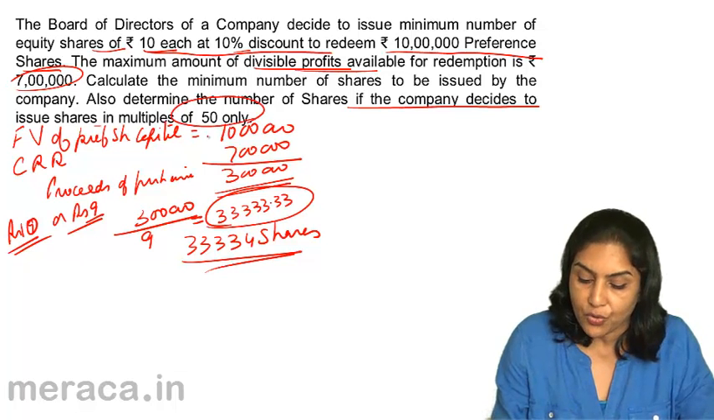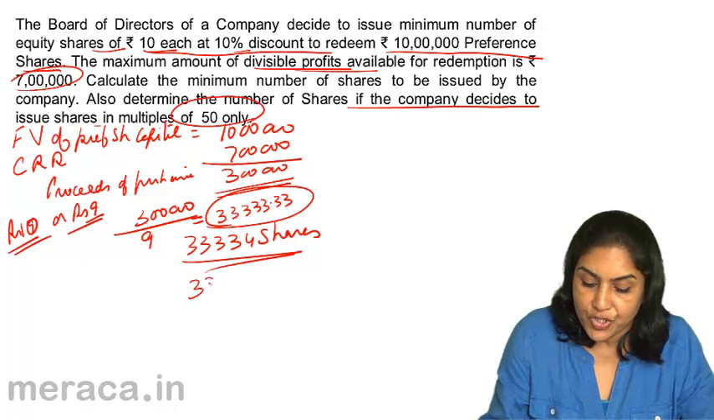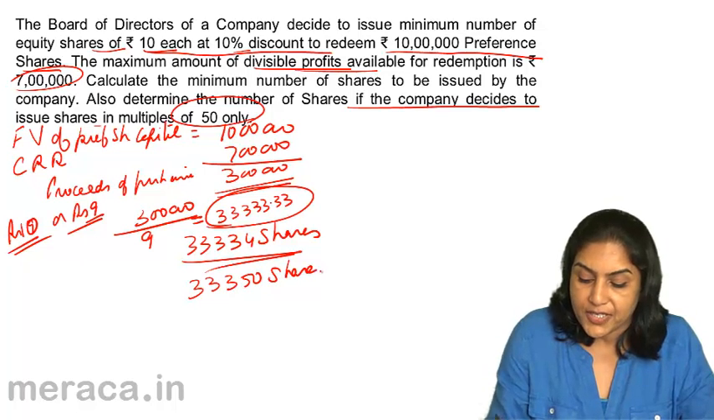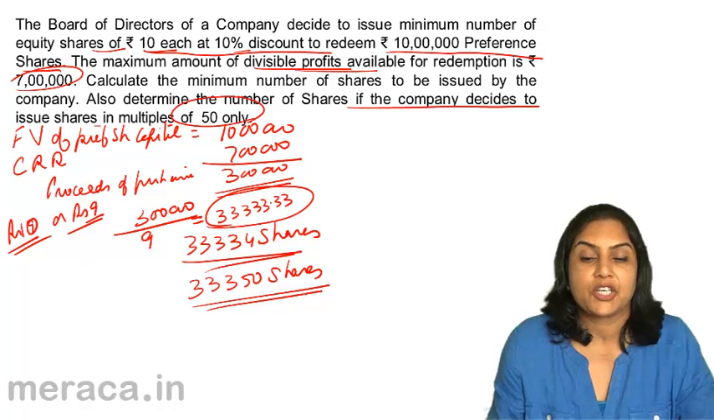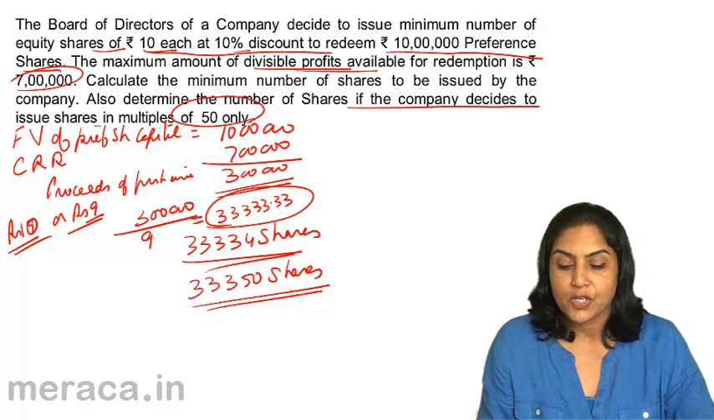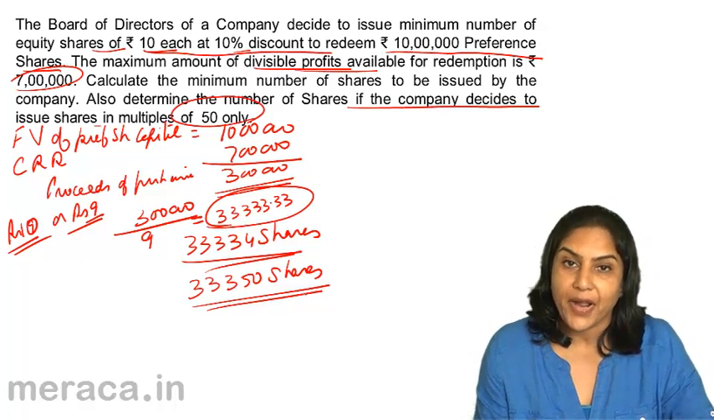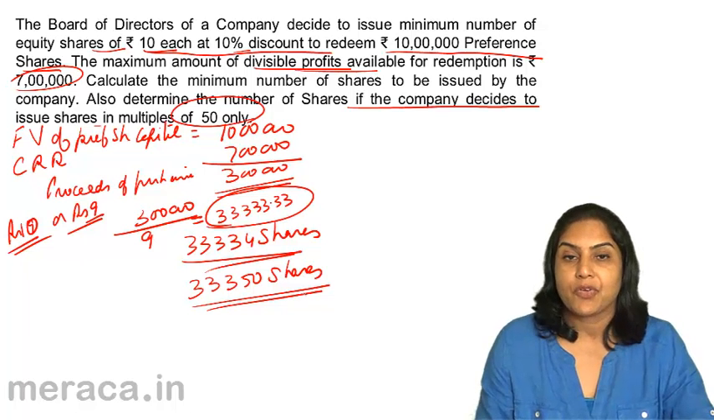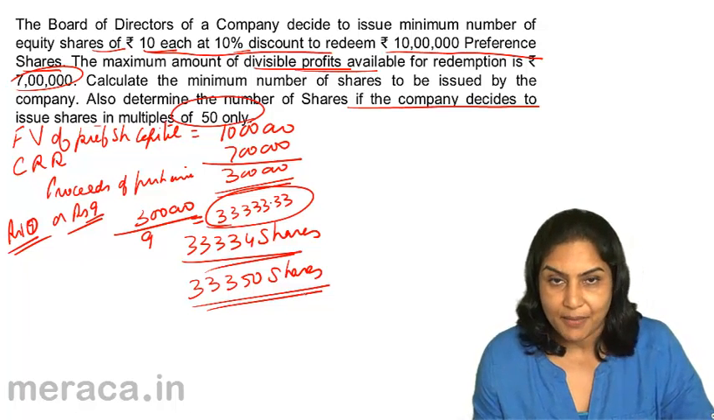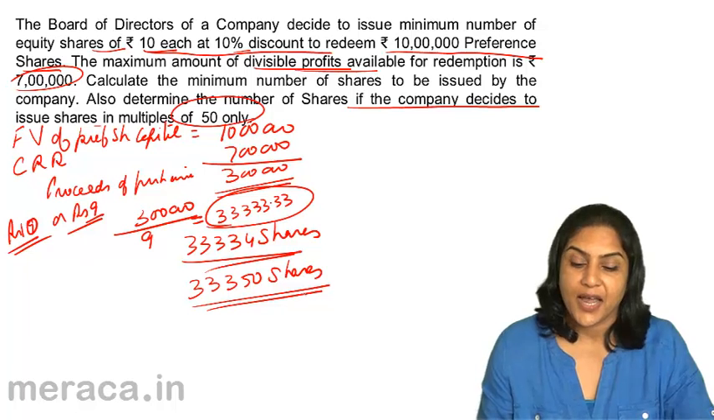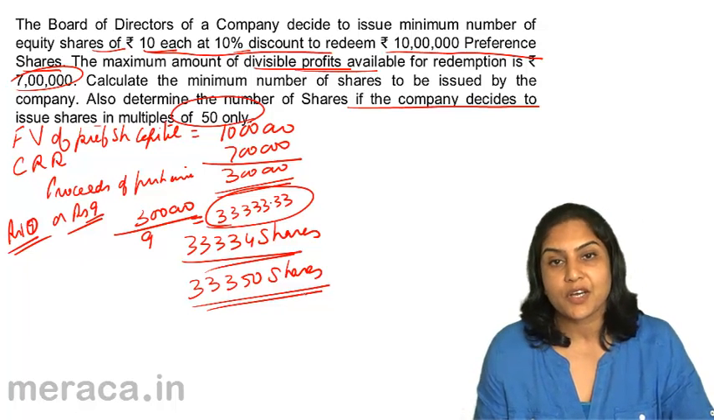If, however, they say that determine the number of shares, if the company decides to issue shares in multiples of 50 only, then we take the number of shares to 33,350 shares. The next 50, these many shares would be issued. So please note, we will not issue fractional number of shares. We will take it to the next highest number or next highest multiple, whatever is required.